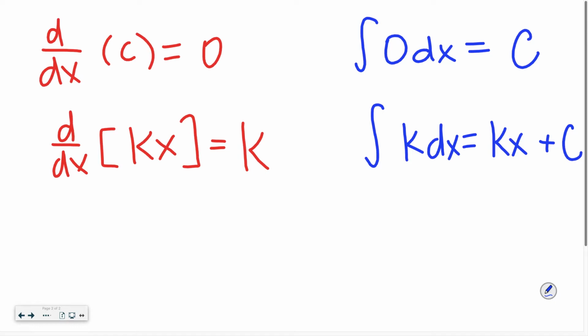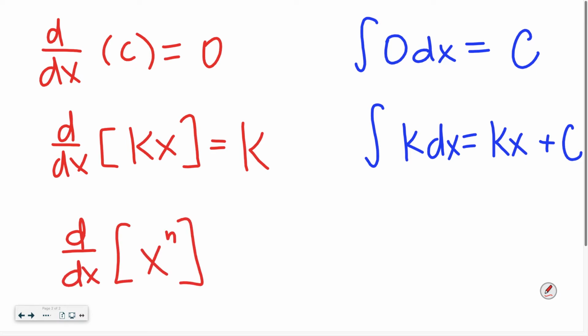Do we have to write this? Yes. If you don't have the plus c, I'll take off a point. There's an entire point for all of your antiderivatives having plus c. So every single antiderivative we ever write will have plus c. So it's a free point to write plus c, if you want to think of it like that. Remember? Okay.